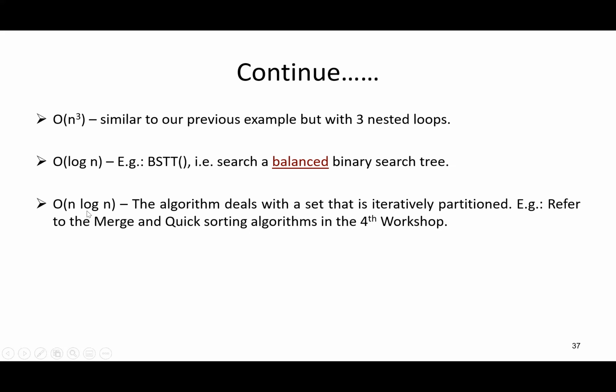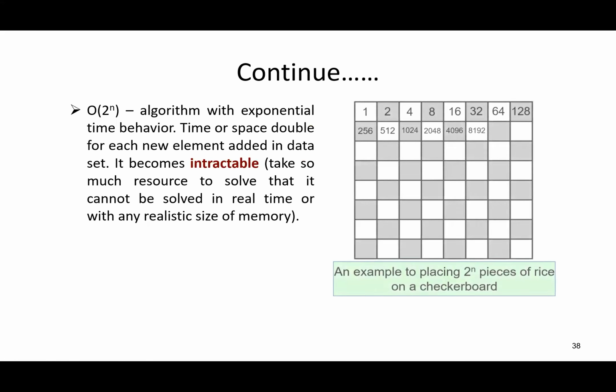So that's why log2n is for the division of your array into 2 parts, and then the n is the sorting process for each one. So it's n log2n, for this merge sort and quick sort example. Okay, how about order of 2 power n? This one is very slow, right? 2 power n. So this algorithm is exponential time behavior. Your time and space will double every time you add a new element, until it becomes intractable.